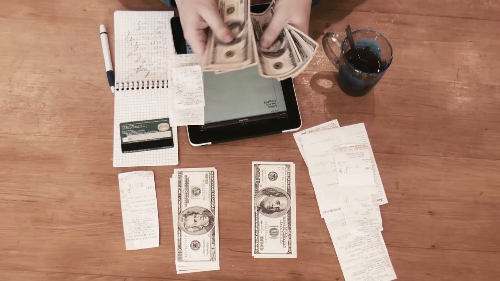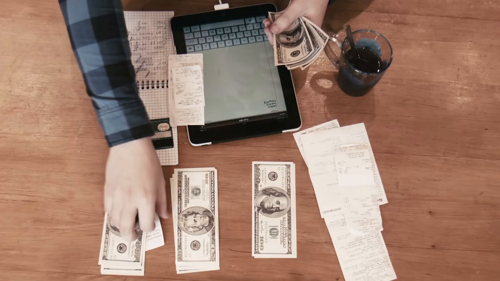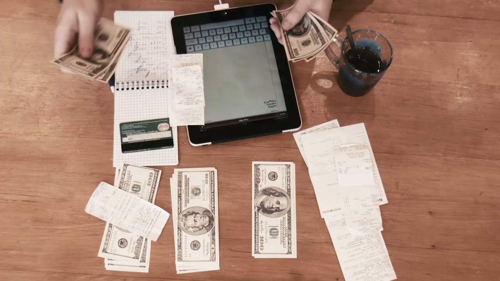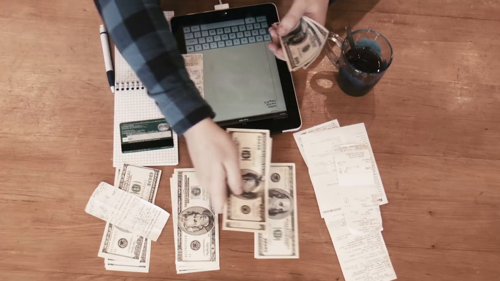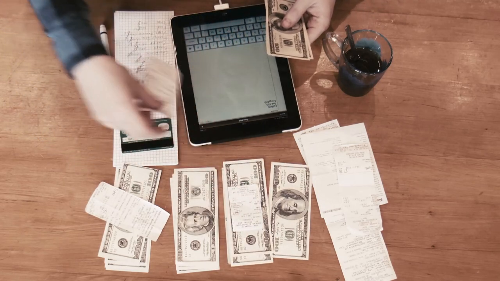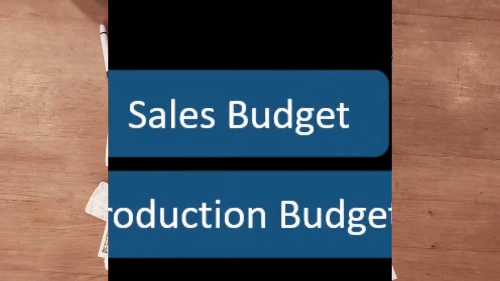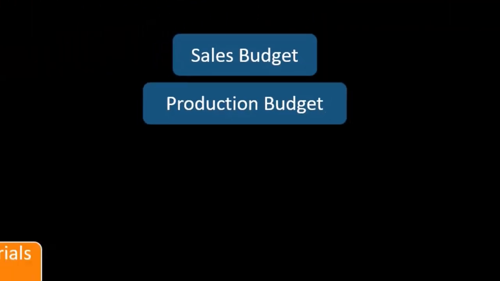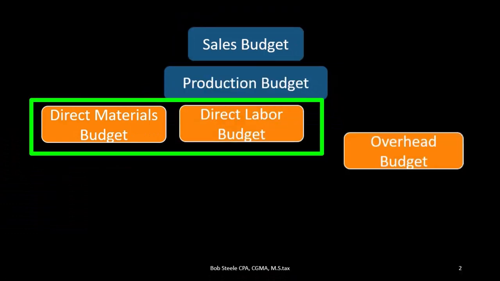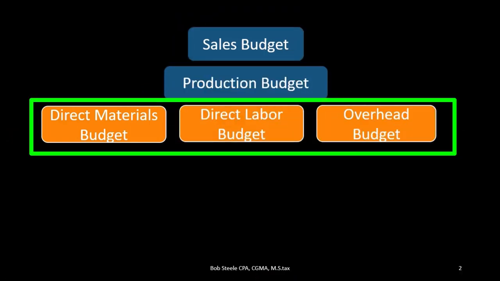Now, remember, the budget needs to be done in some specific order because we have to know some information before we can move forward to other components of the budget. The first thing we start off with is typically going to be the sales budget. We've got to know how many units we're going to sell, what the sales amount will be, before we can do other components of the budget. Then we can go to the production budget. Then we've got the direct materials budget, the direct labor budget, and the overhead budget.